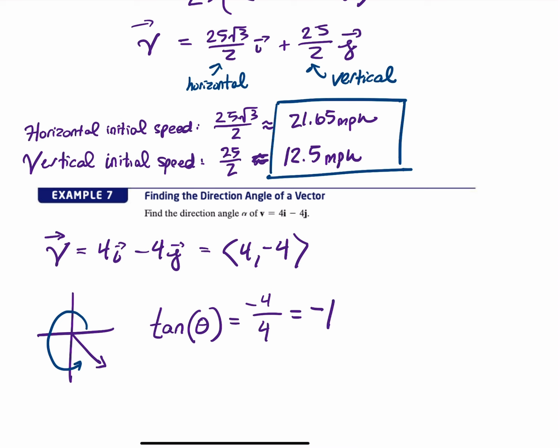So we want the angle that has a tangent value of negative 1 in the fourth quadrant. That should be the pi over 4 angle in the fourth quadrant, because yeah, the two side lengths are the same. One is positive, one is negative. So theta should be 7 pi over 4. It's our pi over 4 angle in the fourth quadrant. So very similar to finding the angle of a polar coordinate.